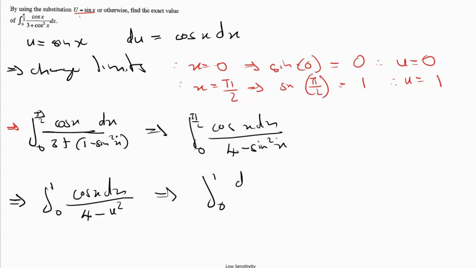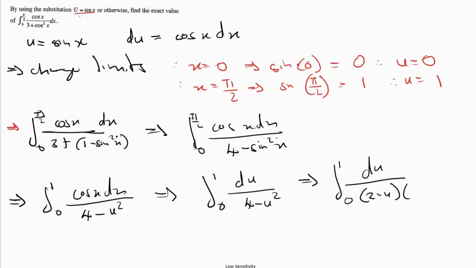Cosine x dx is the same as du over 4 minus u squared, which we can also rewrite as du over 4 minus u squared. We can simplify that to 2 minus u, 2 plus u.